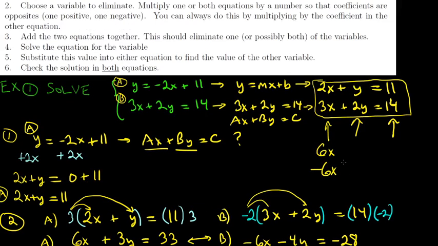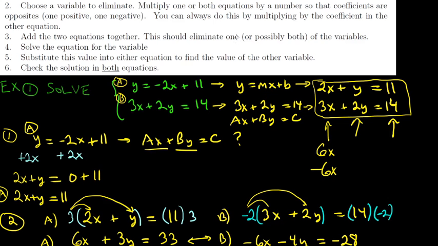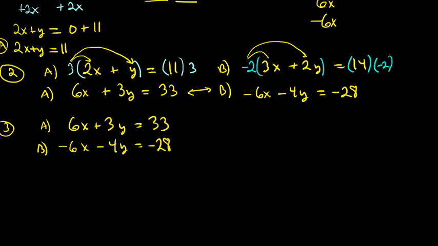Because our next step, step 3, says we want to add the two equations together. And by doing that, this should eliminate one, and possibly both, variables. Typically just one. So step 3 is we're going to add the equations A plus B. And again, I'm going to do this vertically because I find that easier. Right? So if we take 6x plus negative 6x, we get 0x. But 0 times x, or 0 times anything, right, is 0.